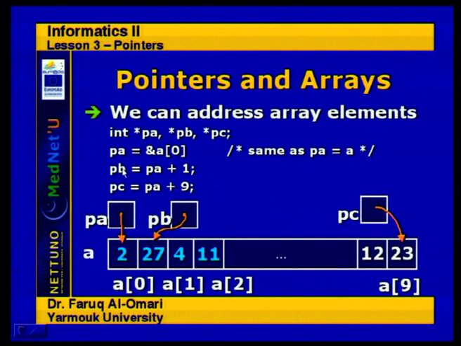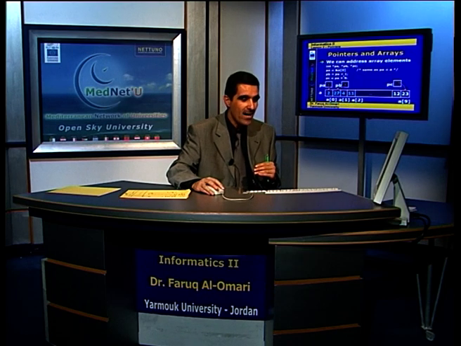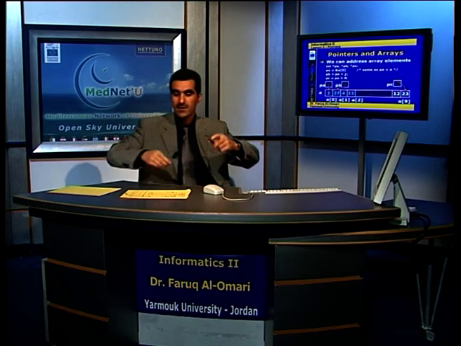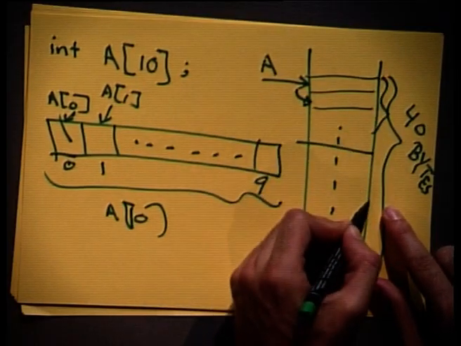And then, let's say PB is a second pointer, which points to PA plus 1, and this means go to the next entry in the array. So this points to the second entry in the array. Adding 1 in here doesn't mean that I'm going to the second byte, but rather going to the second integer.